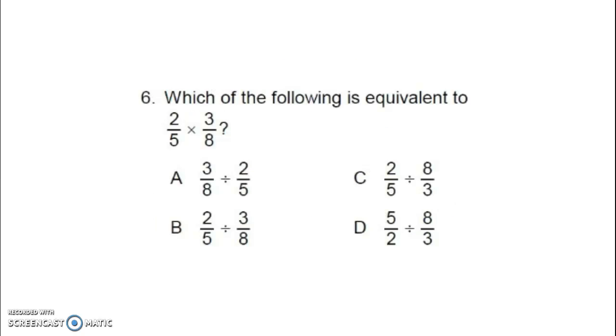Number 6. Which of the following is equivalent to 2 fifths times 3/8? A. 3/8 divided by 2 fifths. B. 2 fifths divided by 3/8. C. 2 fifths divided by 8 thirds. D. 5 halves divided by 8 thirds.